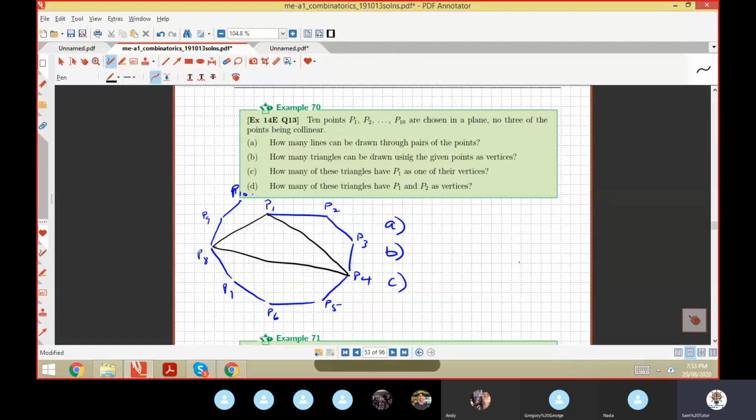How many lines can be drawn through pairs of the points? How many triangles can be drawn using given points as vertices? So that one's saying it's 10 choose 3. Any 3 points draw a triangle. How many of these triangles have P1 as one of their vertices?